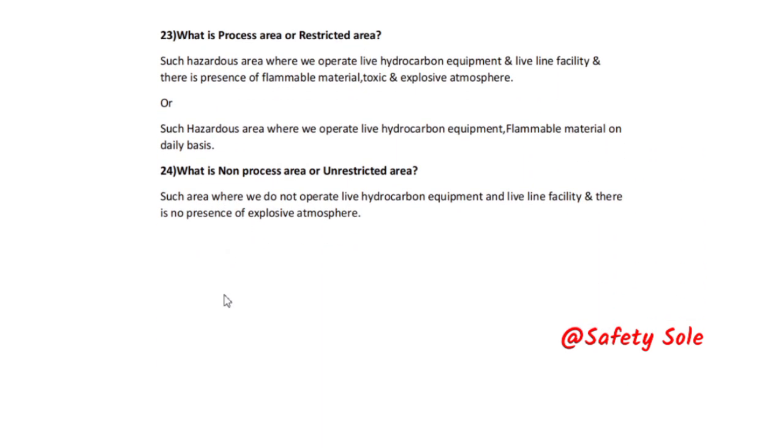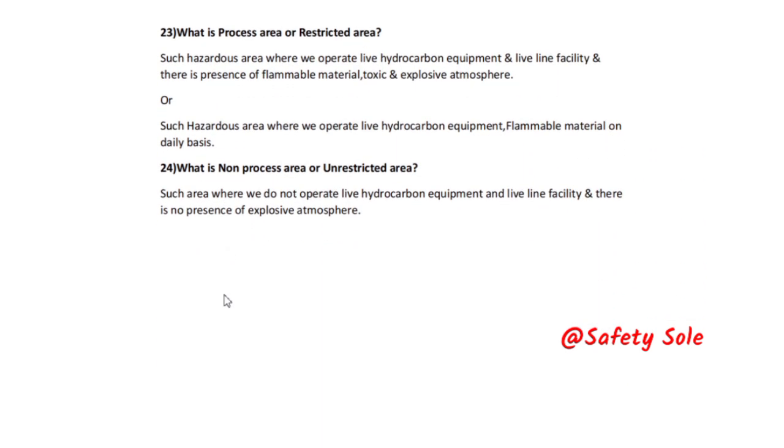What is process area or restricted area? Such hazardous area where we operate live line hydrocarbon equipment and live line facility, and there is a presence of flammable material, toxic and explosive atmosphere, or such hazardous area where we operate live-line hydrocarbon equipment and flammable materials on a daily basis.